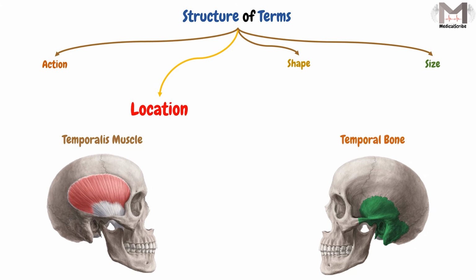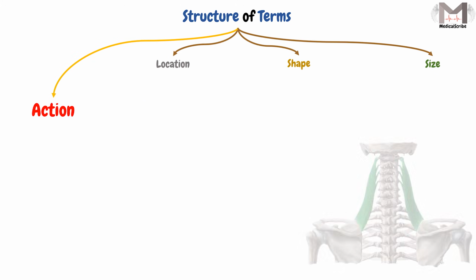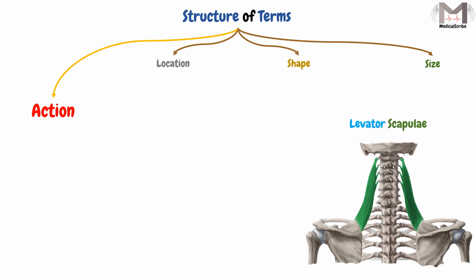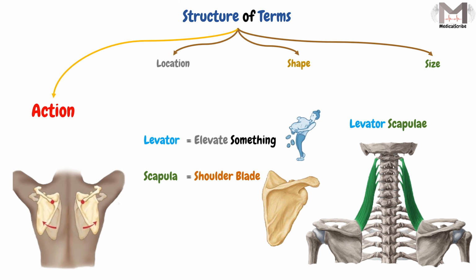Finally, we come to the action or function. Here, we have a muscle called the levator scapulae muscle. Levator means to elevate something, while scapula means the shoulder blade. So if we link the muscle name and the bone, this leads us to conclude that this muscle elevates the scapula.